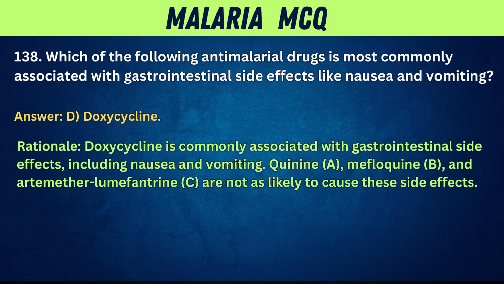Rationale: Doxycycline is commonly associated with gastrointestinal side effects, including nausea and vomiting. Quinine, A, mefloquine, B, and artemether-lumefantrine, C, are not as likely to cause these side effects.